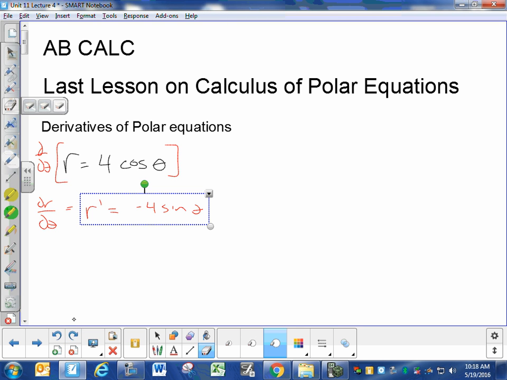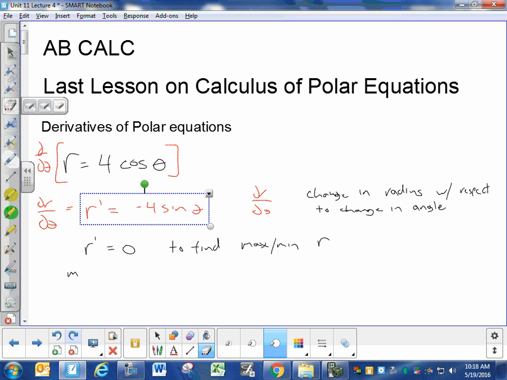What is dr d theta? It's the change in the rate of the radius with respect to the change in the rate of the angle. What is that? Well, I don't know. It depends if you're looking for something. It's not something maybe we can understand visually in terms of a tangent slope, because we know tangent slopes are dy over dx. This is the change in the radius over the angle. However, if I set r prime equal to 0, that'll help me find a max or a min r. But it's a little bit more complicated than that.